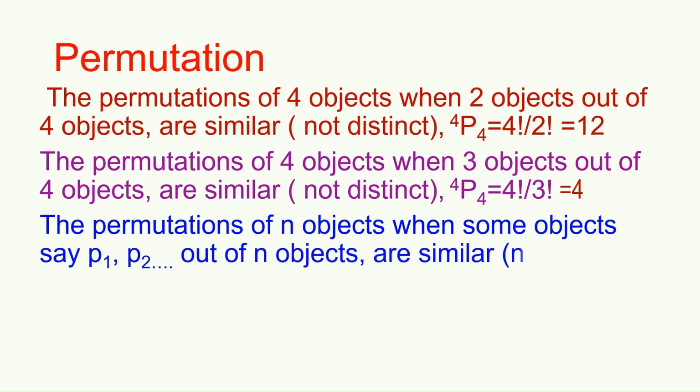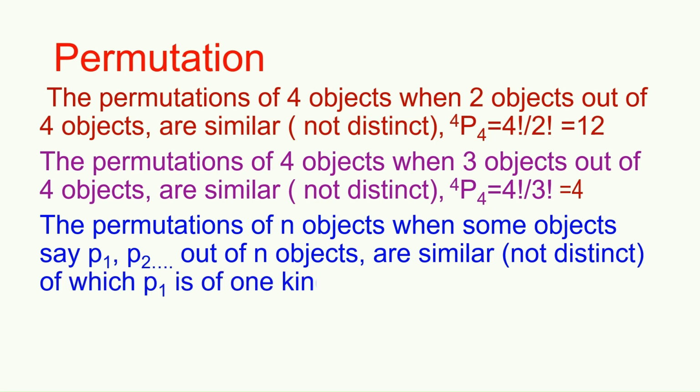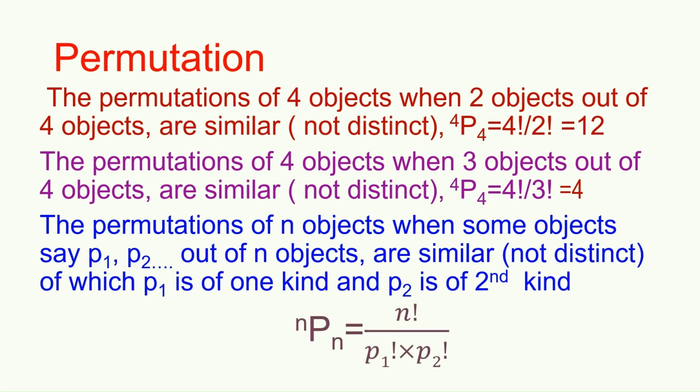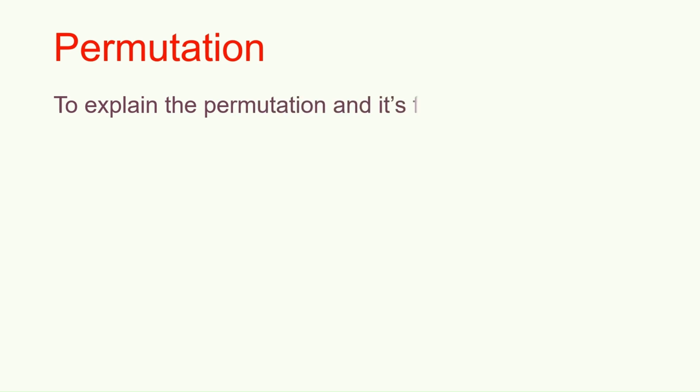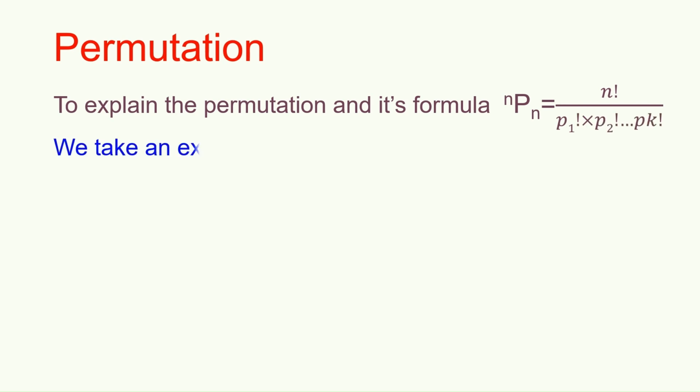The permutations of n objects when some objects, say p1, p2, out of n objects are similar, not distinct, of which p1 is of one kind and p2 is of second kind, is nPn equals factorial n divided by factorial p1 times p2.